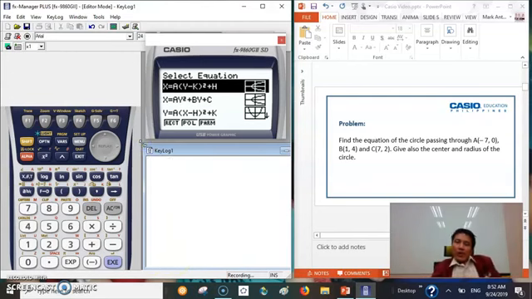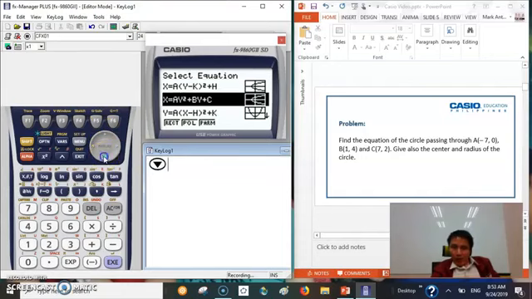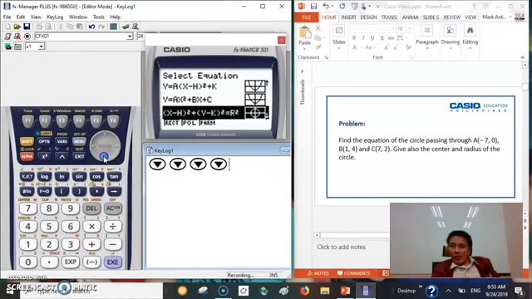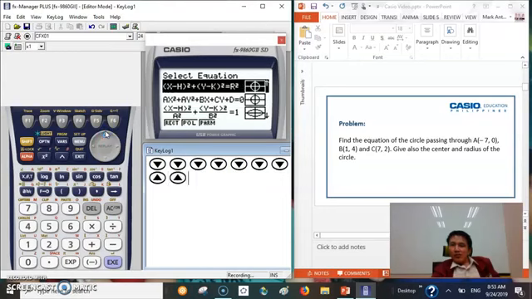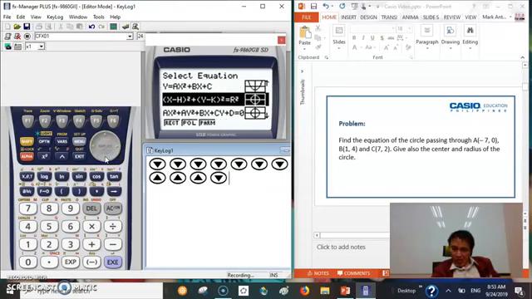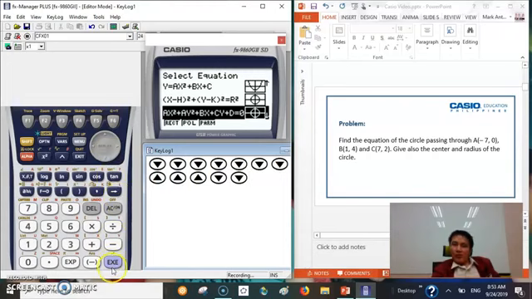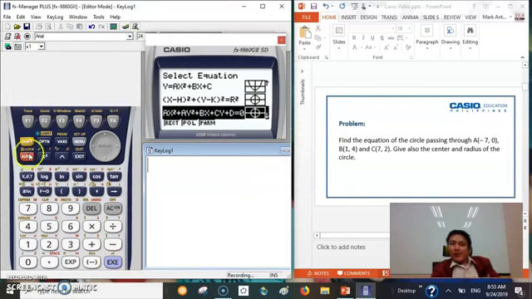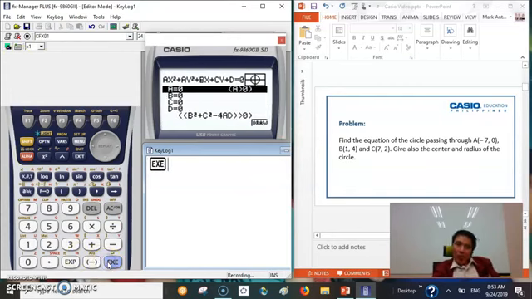Now, again, on the menu, you can see here the parabola that opens to the right, the parabola that opens upward, and then we have circle. That's what we're going to use later. We have a hyperbola and ellipse. But again, for this discussion, let's have circle. Since it's the general equation, I'm going to use this. Then press exit.